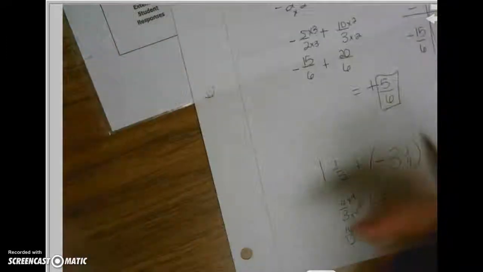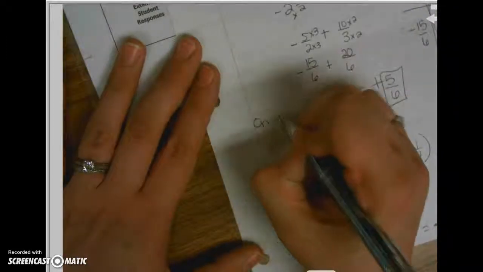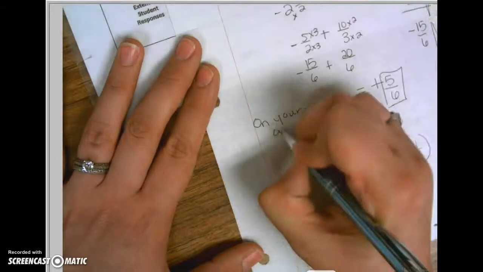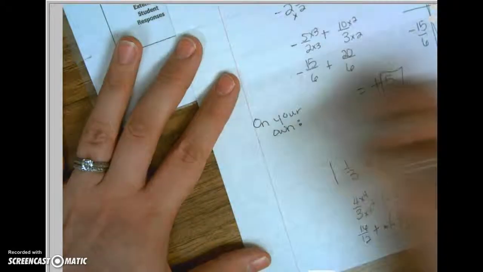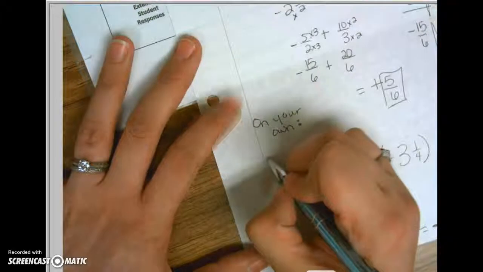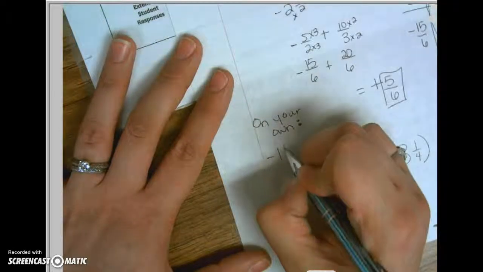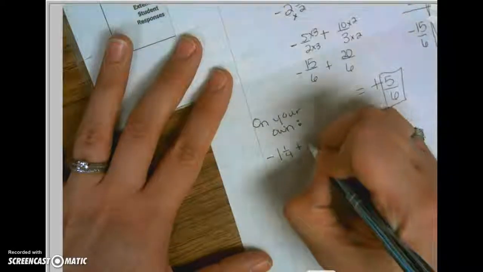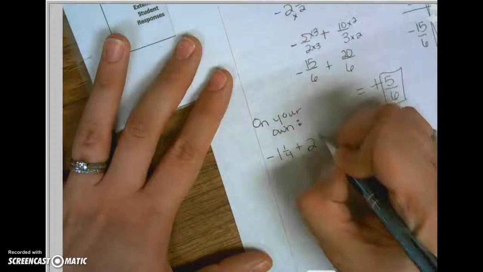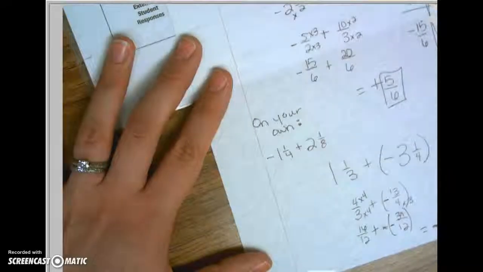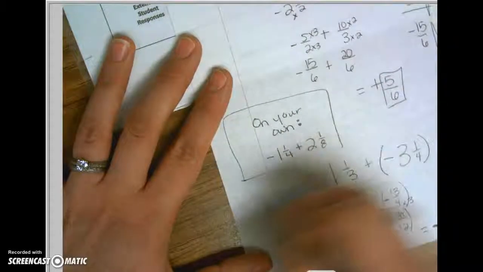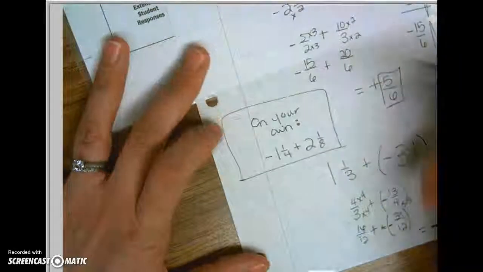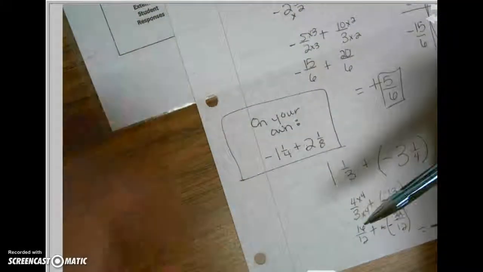Okay, let's try one on your own. This should be done in your whisk, and you should bring this back to class. We're going to do negative 1 1/4 plus 2 1/8. Okay, so this is on your own. Make sure that you are doing your whisk and including this in it, and bring back some good questions.